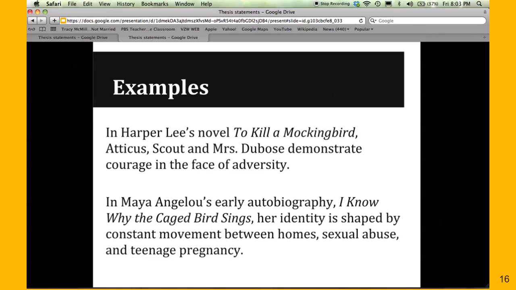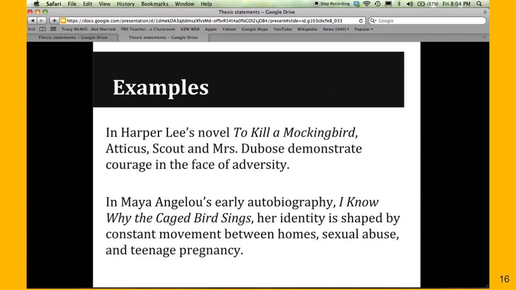So you have a sense for how you can wrap all of those elements in a really clear, clean statement. The second example is from Maya Angelou's early autobiography, I Know Why the Caged Bird Sings. It was an essay that asked students to analyze her identity and select 3 events from her life that were covered in the early autobiography, and to analyze how those events shaped Angelou's identity and helped her to understand why the caged bird sings.